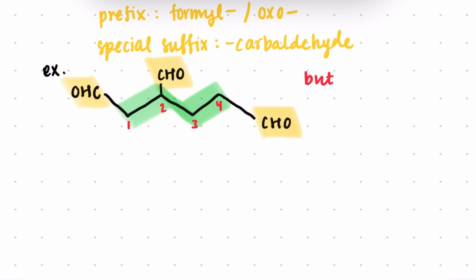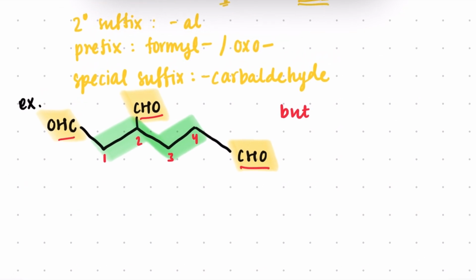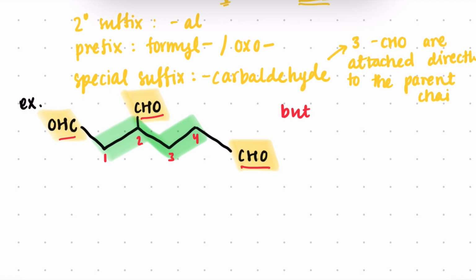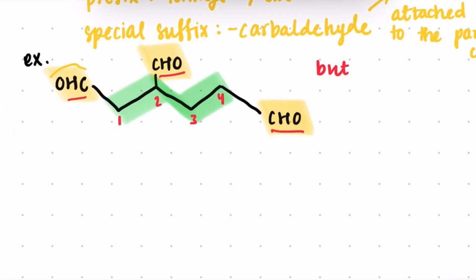Now, since this comes as a suffix, these 3 CHO groups, which are directly bonded, as I've mentioned before, this special suffix comes into account when 3 CHO groups are attached directly to the parent chain. That's when we use the special suffix of a carbaldehyde. So now we've got 3 CHO groups which are directly attached to the parent chain, and hence we have to use the special suffix. So we don't need to worry about a prefix in this case.